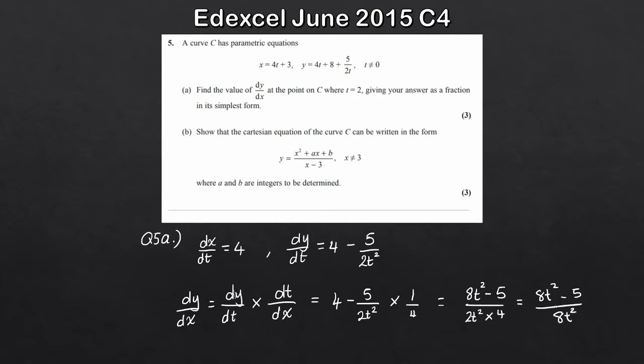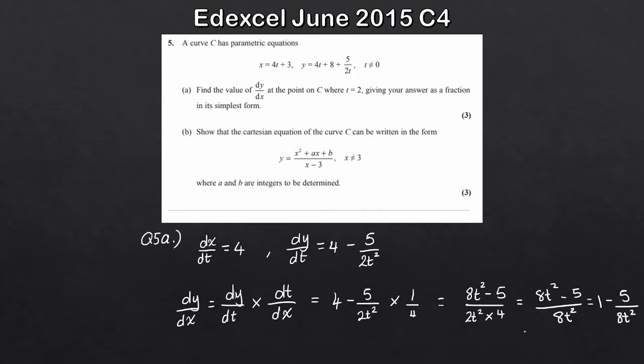We can simplify here. So treat this as an algebraic fraction. You could write this as 8t squared over 8t squared minus 5 over 8t squared. So the 8t squared would cancel. So what this would give me is just 1 minus 5 over 8t squared.